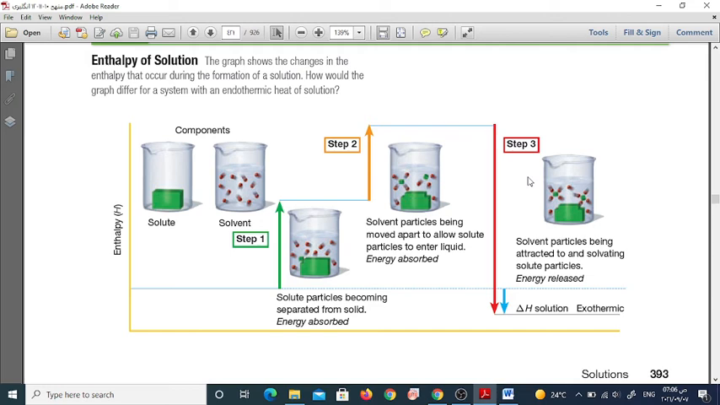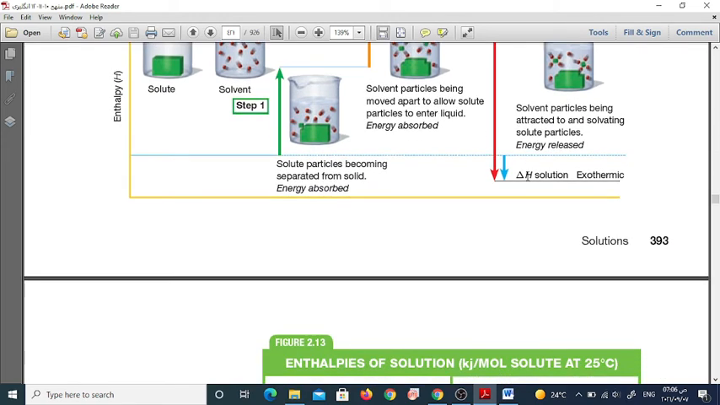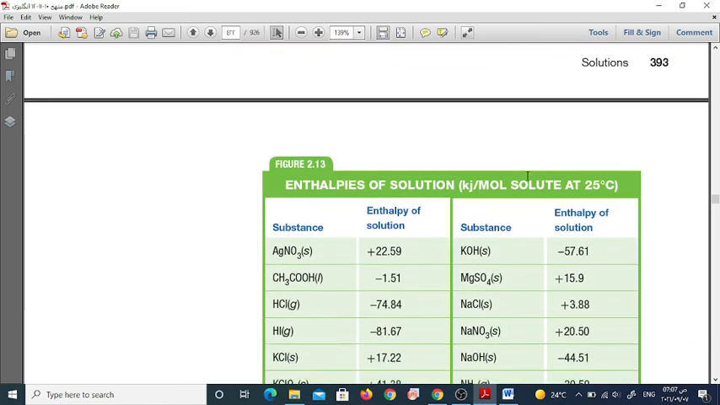Exothermic solution means that if you hold the beaker in your hand, you will feel something hot in your hand. If the solution is endothermic, you will feel your hand get cold, because an endothermic solution takes heat from the surroundings, so you will feel some coldness. In the case of an exothermic solution, it gives heat to the surroundings, so you will feel some heat in your hand.